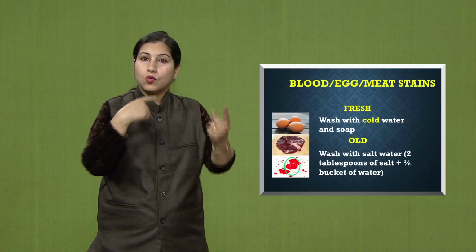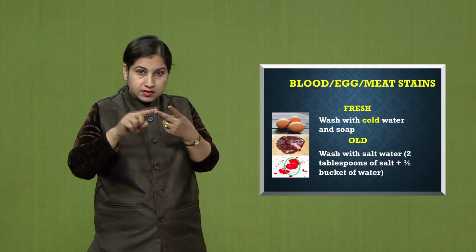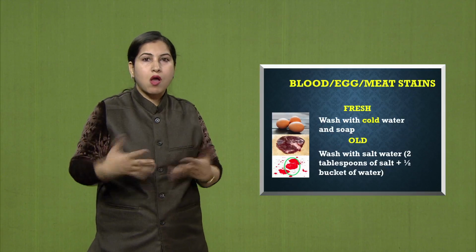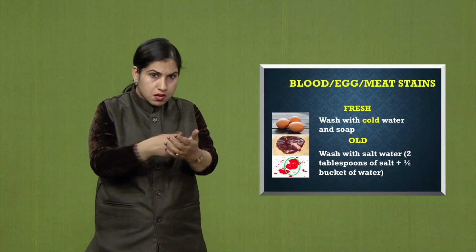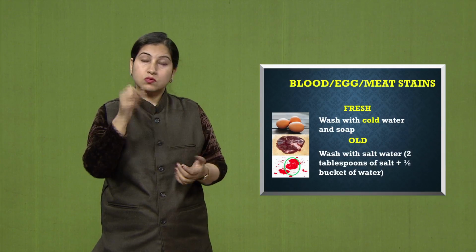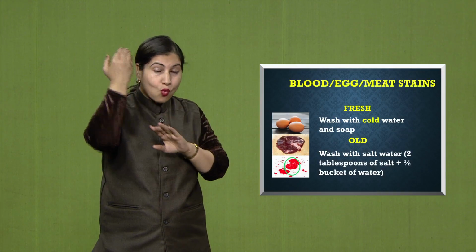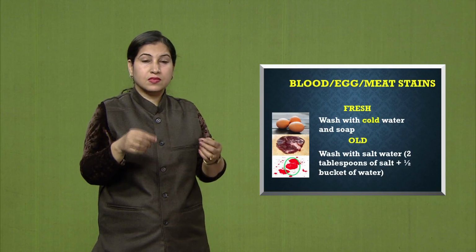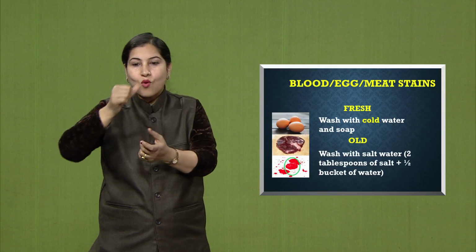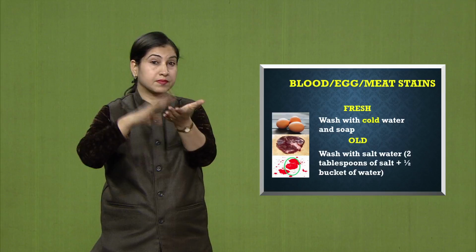Now we will talk about removal of animal stains, that is blood, egg and meat stains. For removing fresh stains from white and colored cotton cloths, you need to wash with cold water and soap. For old stains, you should soak in salt water. You can prepare a salt solution by adding 2 tablespoons of salt to half a bucket of water, or use dilute ammonia.